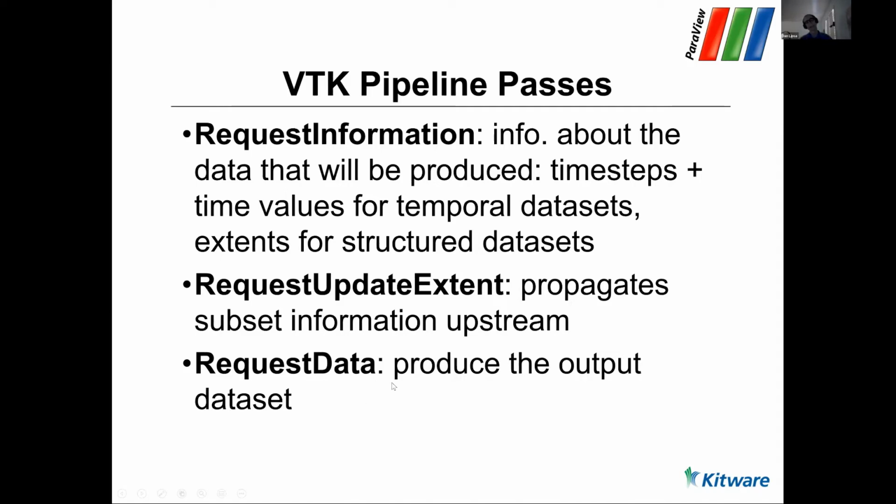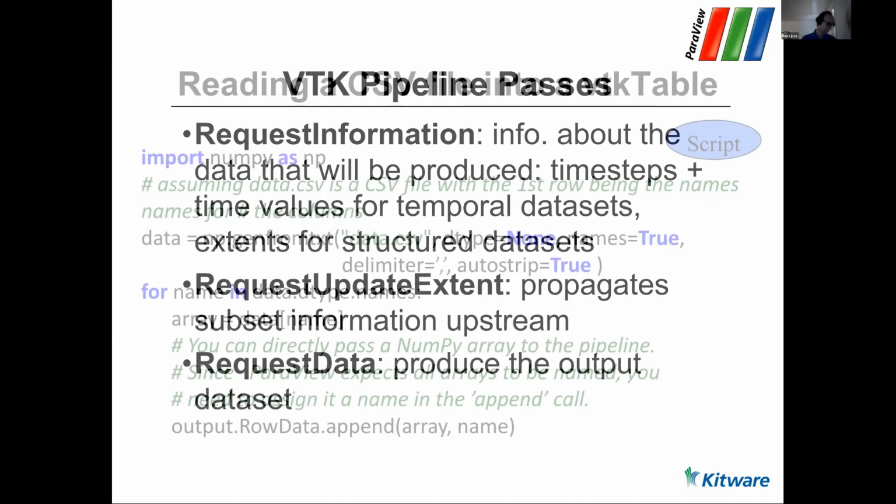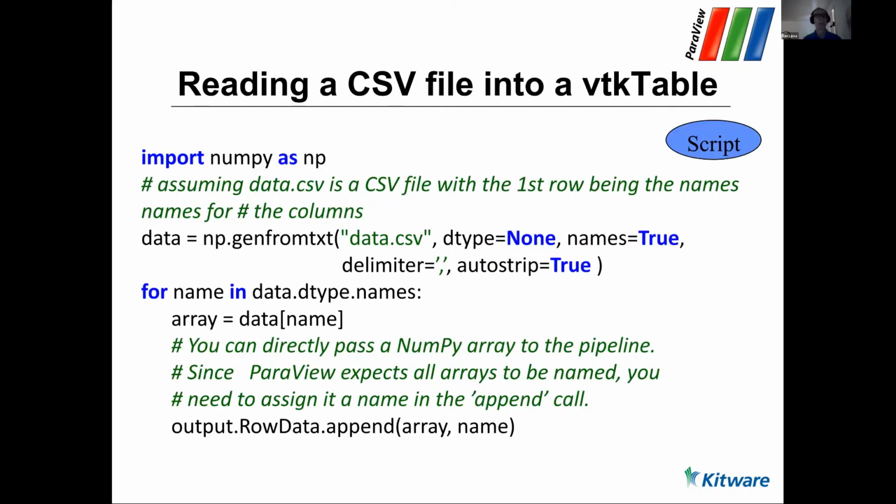And request data is the actual processing. So for a reader, that would be reading the actual data. We have a couple of examples here. This is reading a CSV file into a table. This is the script path or the request data path. In this case, we just read the file.